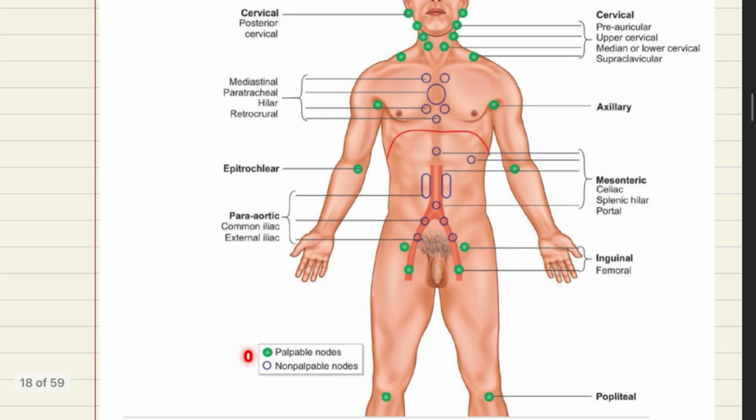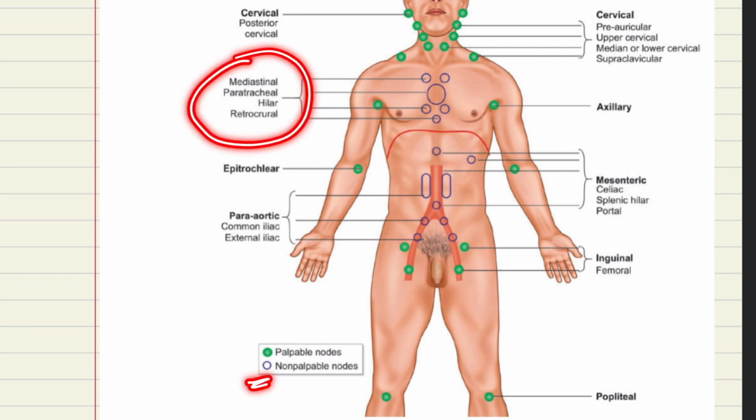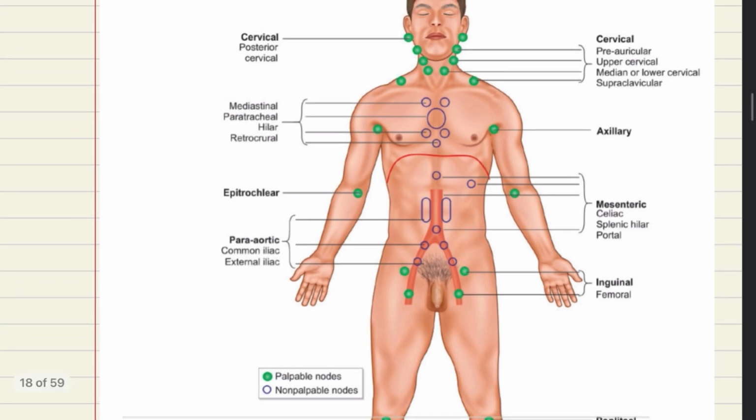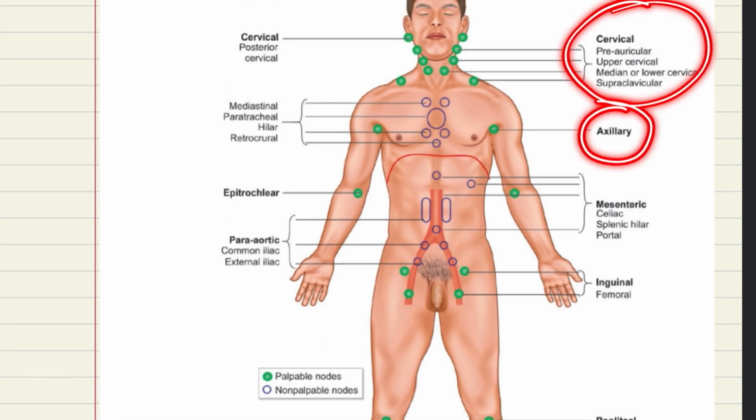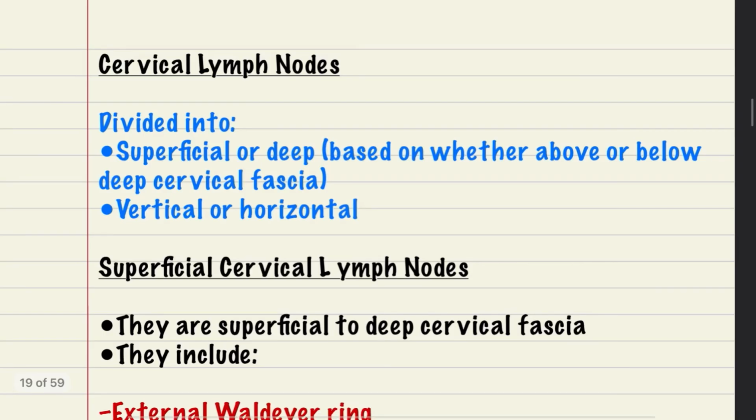As you can see, the green ones are palpable, like the inguinal ones, then axillary is there, cervical is there. These are the non-palpable ones, para-aortic is not palpable. So in the palpable part also you have to at least remember the cervical and the axillary. Inguinal can be asked sometimes, but most important is cervical and axillary.